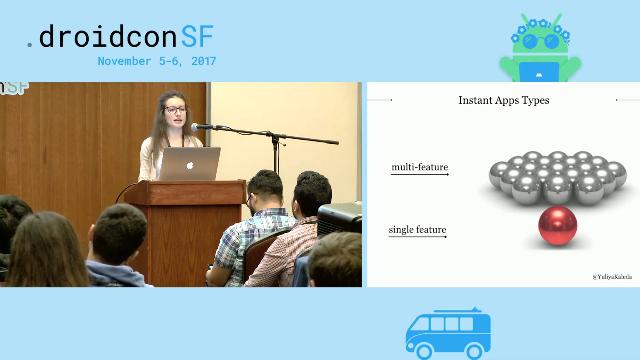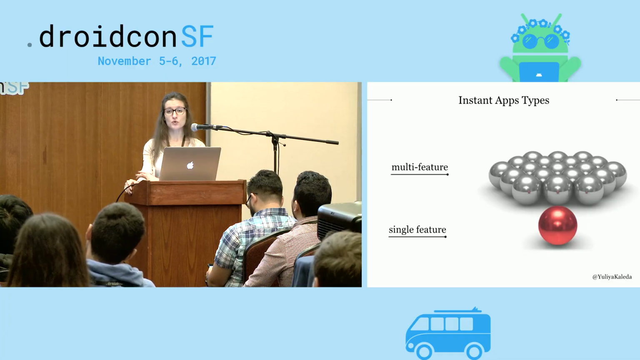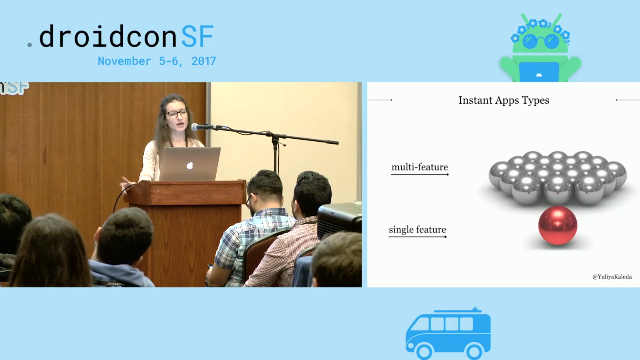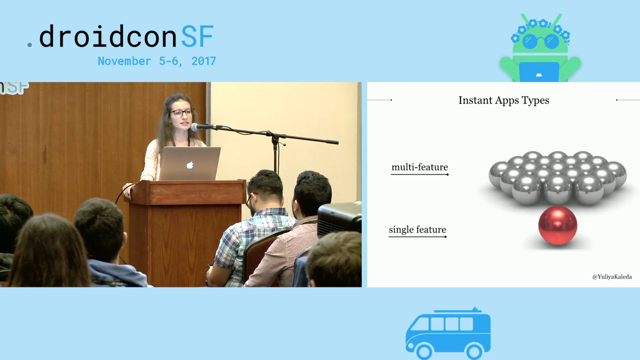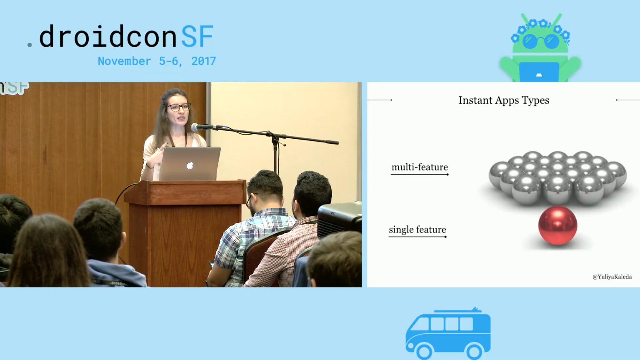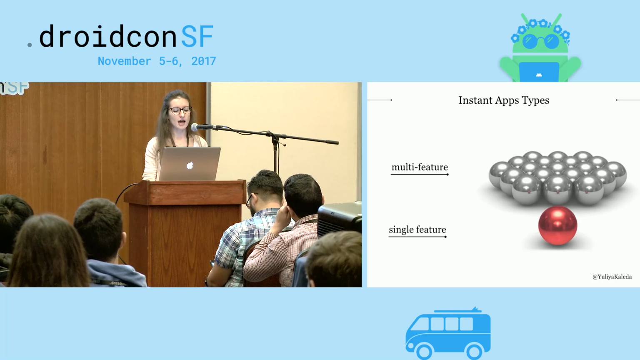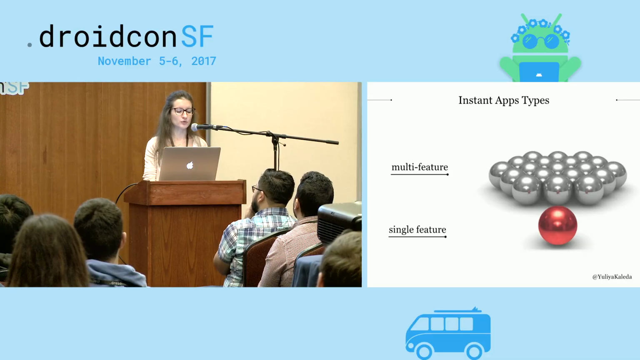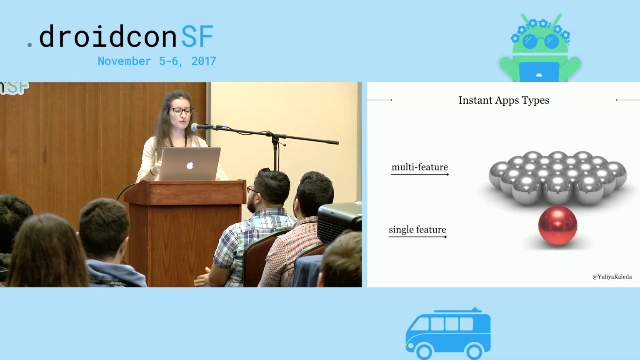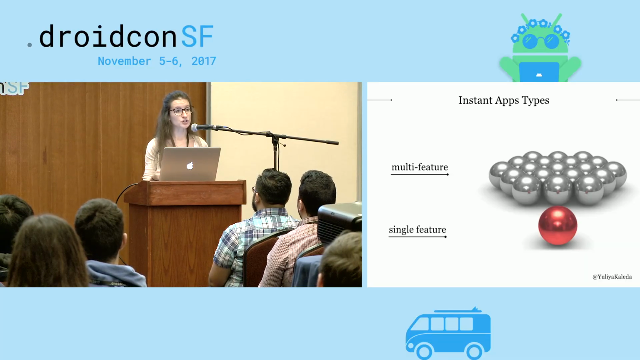So there are two types of instant apps, or probably better to say there are two approaches to how you can build your instant apps. One of them is a single feature instant app, and another one is a multi-feature instant app. As you can probably guess from the images and the names of the approaches, multi-feature instant app is focused on building independent components that would coexist next to each other. And single feature instant app is all about building just one foundation that would live within your instant app. Now let's dig deeper into each approach and see what the benefits and the issues are with each of them.